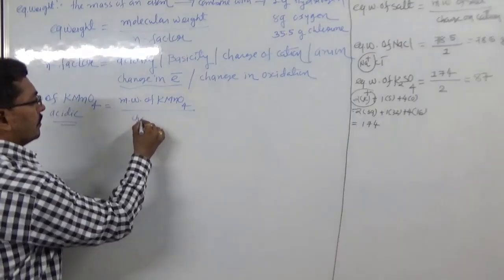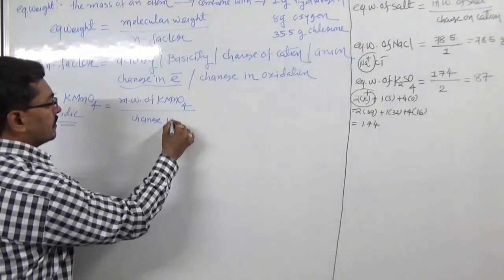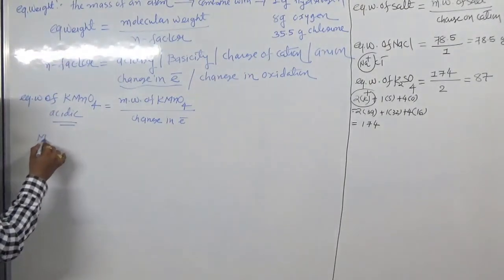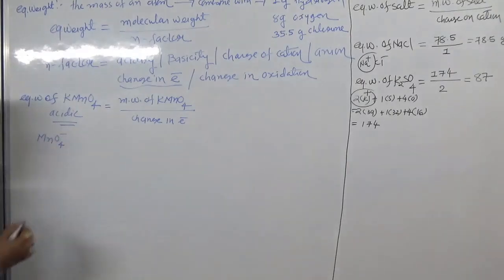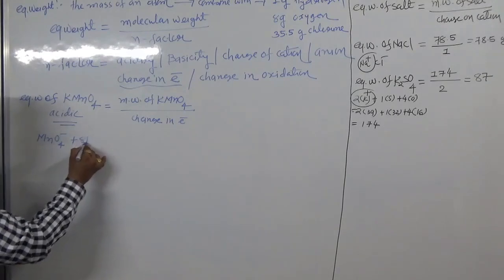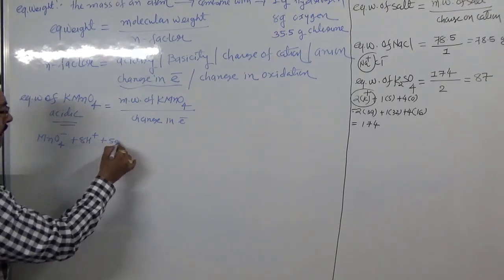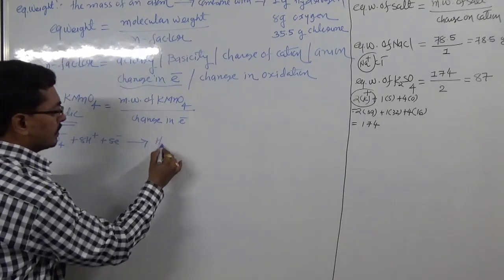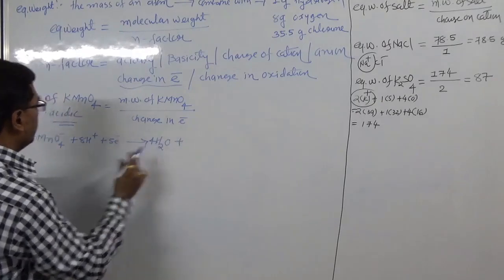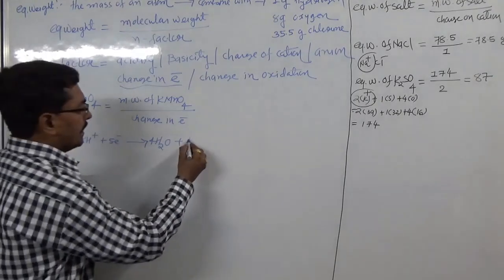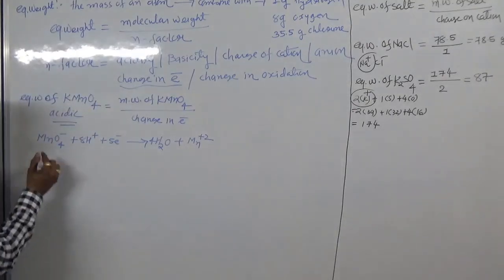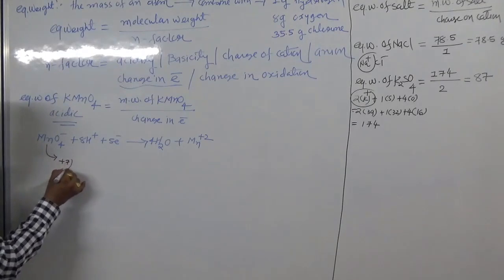change in electron, or we can say change in oxidation number. Now KMnO4 in an acidic medium has a change in electron of 5. Understood these reactions? MnO4 in acidic medium reacts with an acid. The 4 oxygens combine with hydrogen and give us 4 molecules of water, and MnO4 itself converts into Mn2+. When you calculate this, the oxidation number of manganese is +7.